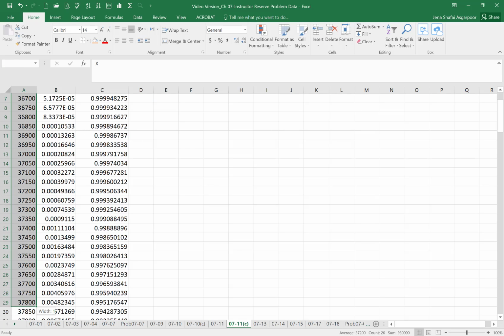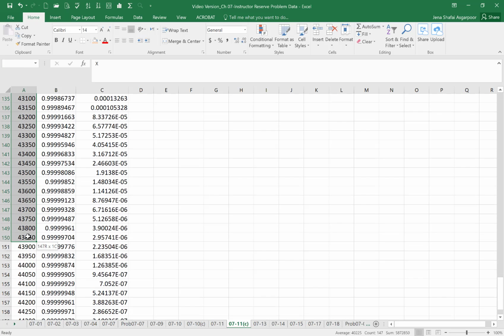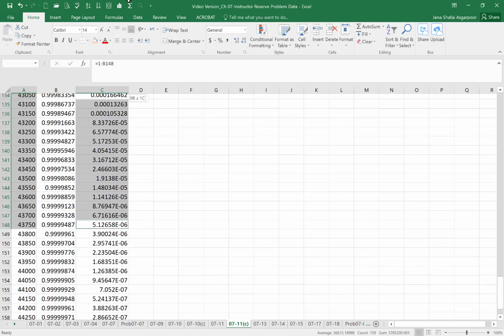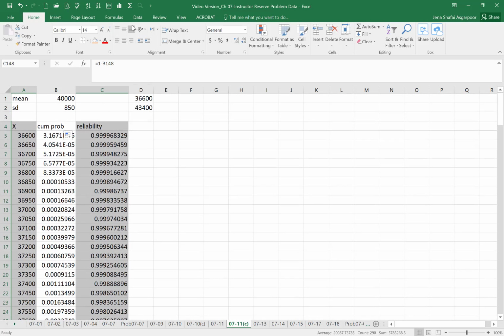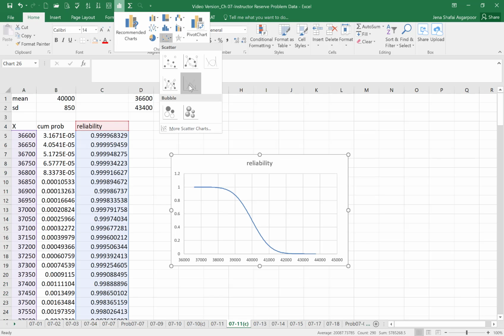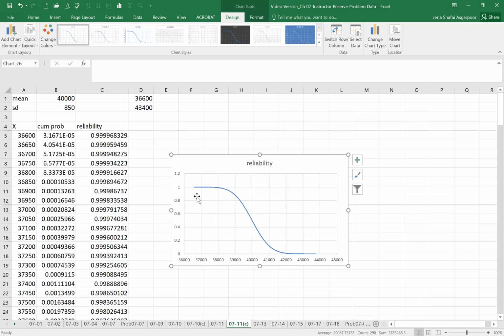So to draw the curve, I think it was 43,400. This should be good enough. And I want the reliability numbers. And I will go to Chart Wizard and draw the curve. And this is good enough. I'm not going to change the horizontal axis values.